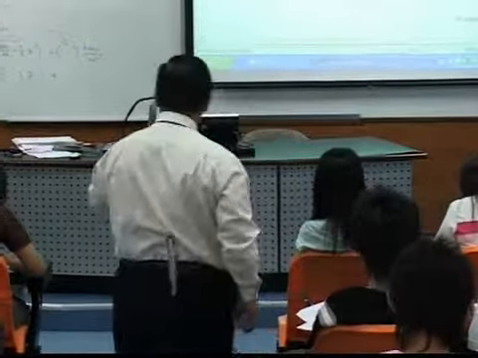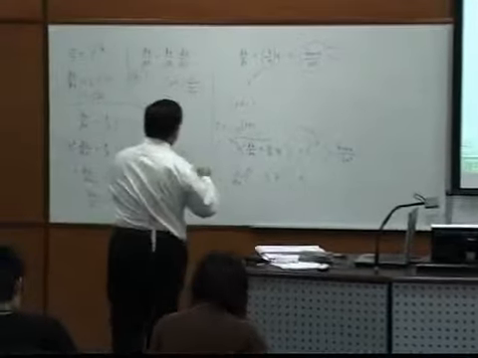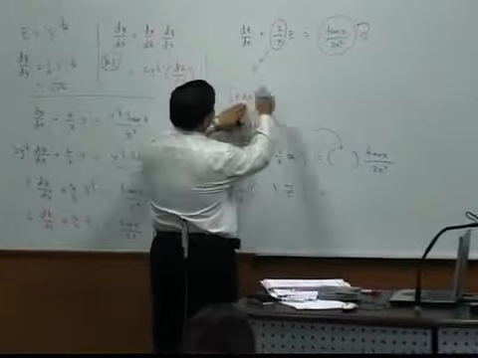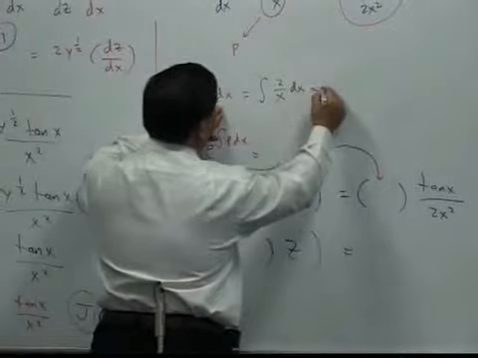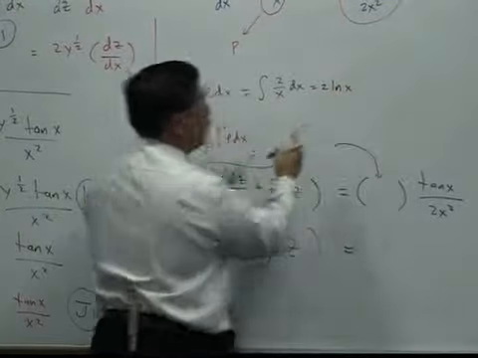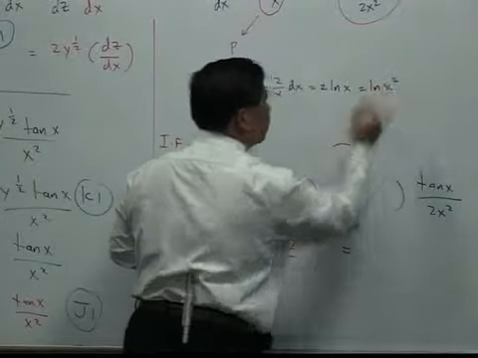x squared. Is it x squared? So you should be able to get x squared. Because integral of p dx is actually the integration of 2 over x dx. This will give me 2 ln x. So the effect of ln, you see the power can go up. So that's ln of x squared.